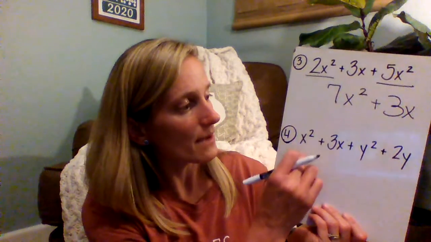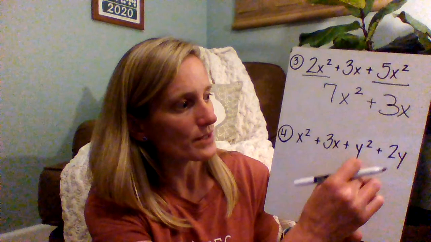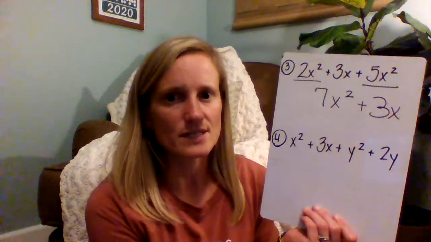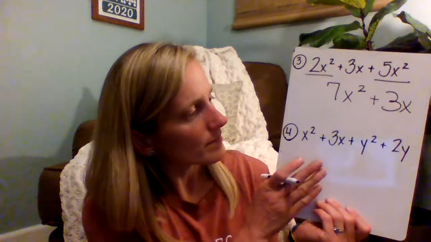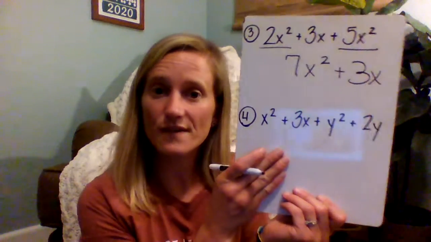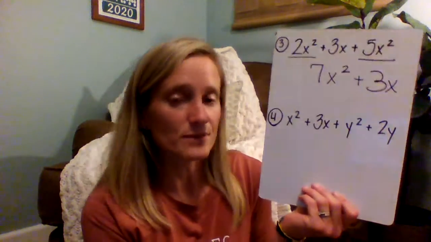This would be like saying I have apples, oranges, grapes, and strawberries. So I can't combine my different types of fruit and then call them one type of fruit. So that is already done. You don't have to do anything on number 4. So it's as simplified as it can get. So when you're working through your problems today, make sure that you're paying especially close attention to the variables, whether they have the same variable, but then also make sure you're paying attention to whether or not those variables have the same exponent.